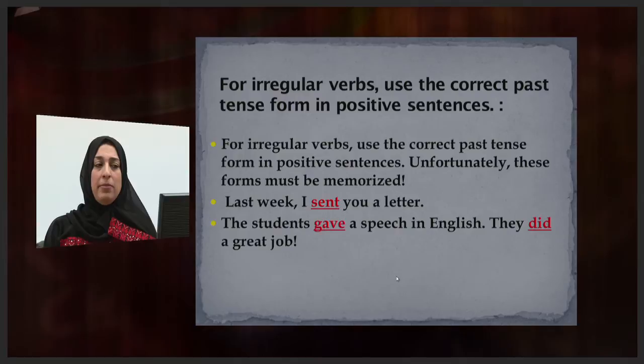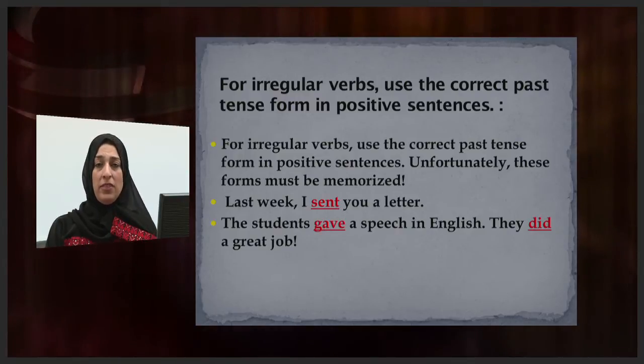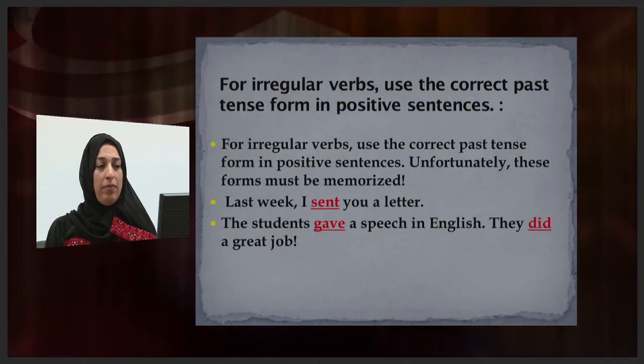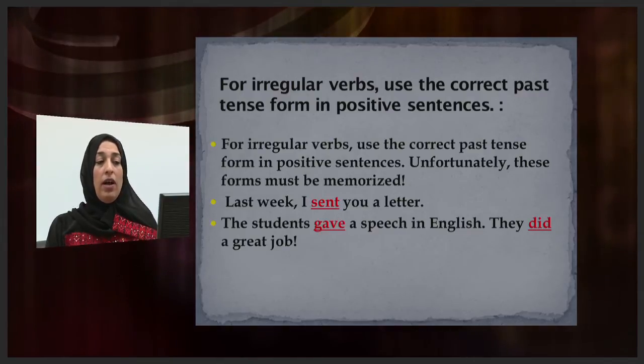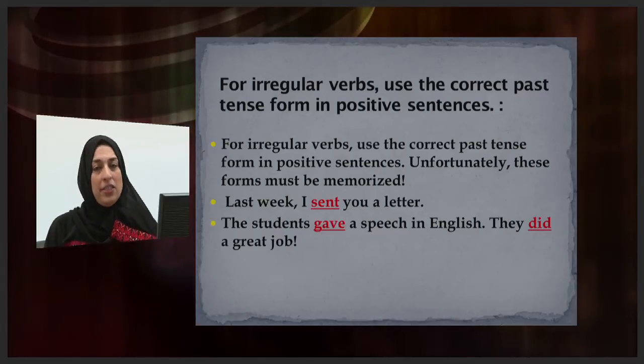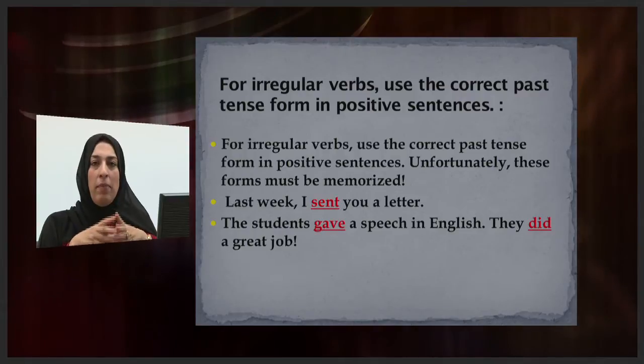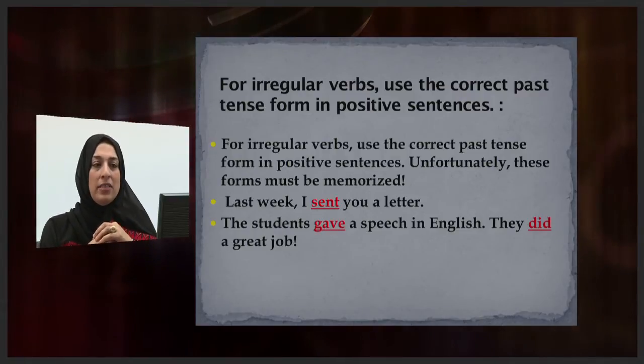For irregular verbs, we use the correct past tense form in positive sentences. Unfortunately, these forms must be memorized. There is no rule that you can apply here. We cannot give you a certain rule to apply for irregular past verbs.